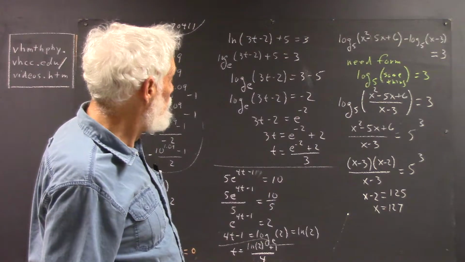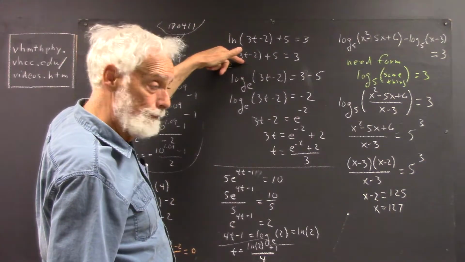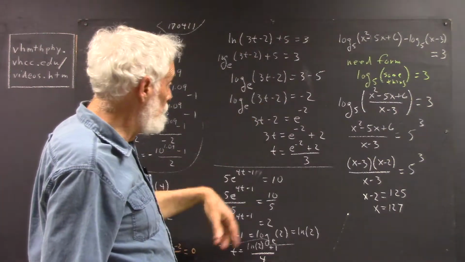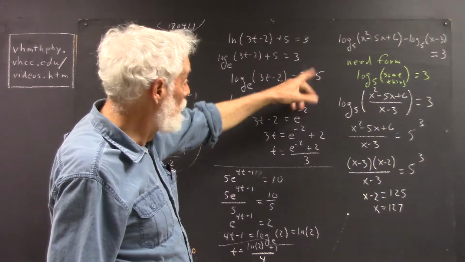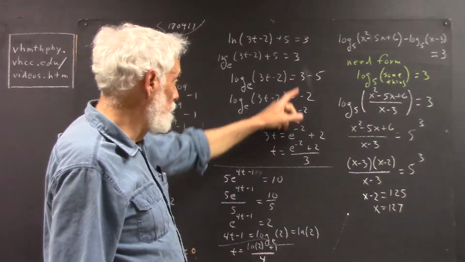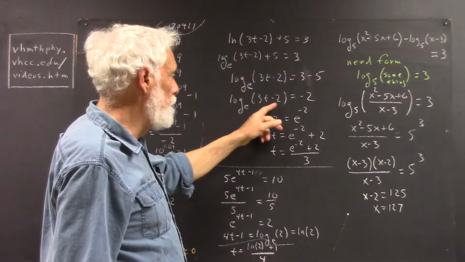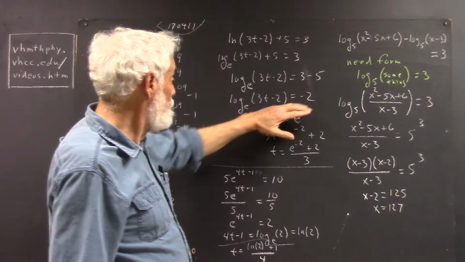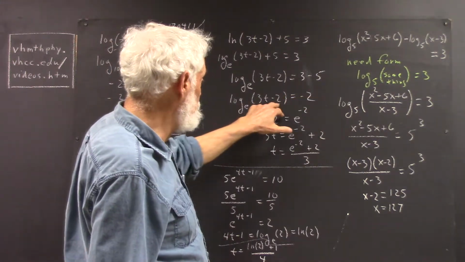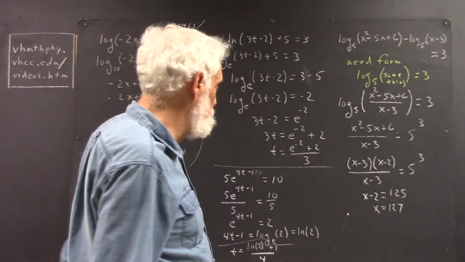Okay? So, first we write natural log as log base e of 3t minus 2. Then we do what I said. You subtract 5 from both sides. Now, that 5 is going to go away. You're going to end up with a negative 5 over here. 3 minus 5 is negative 2. So we have log base e of 3t minus 2 equals negative 2. And now it's really easy to invert this. Just e to the negative 2 equals 3t minus 2. 3t minus 2 equals e to the negative 2.